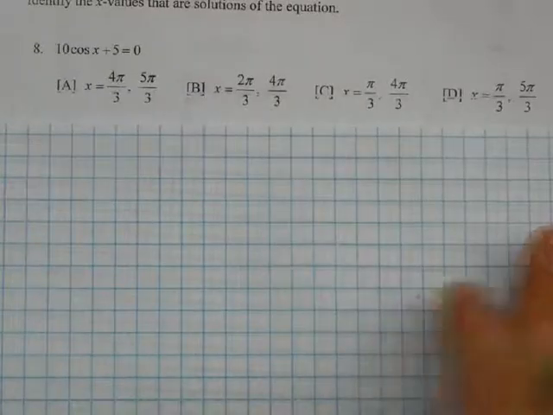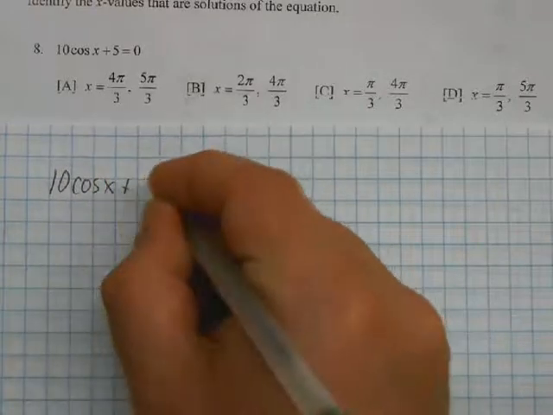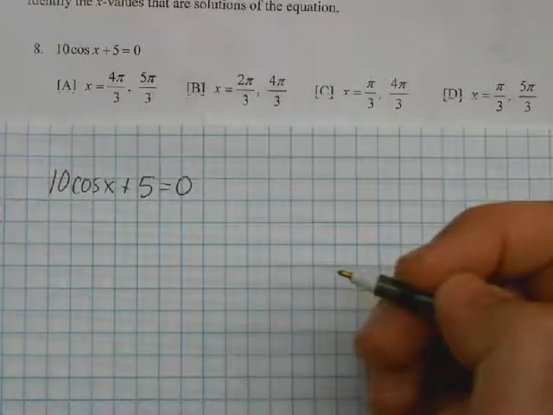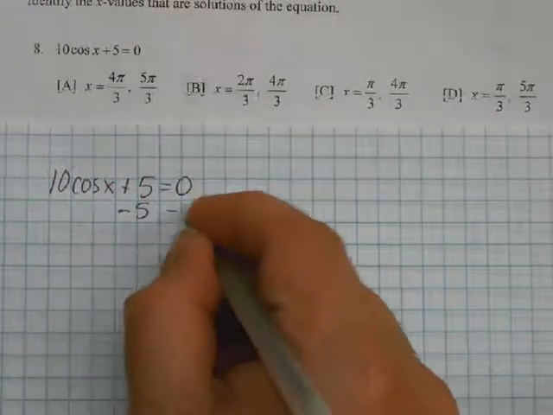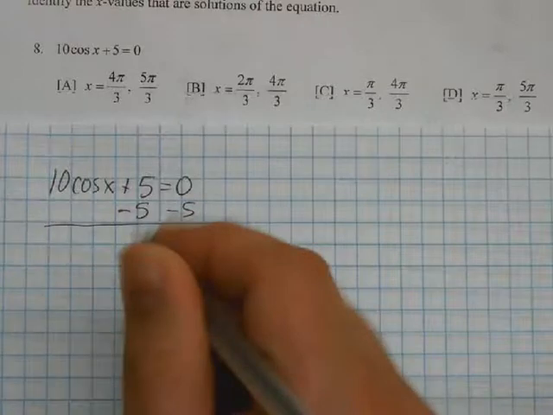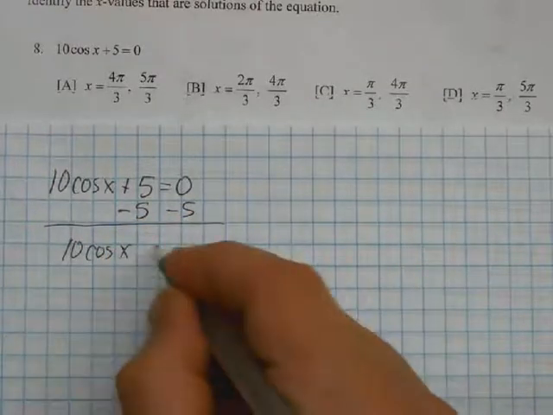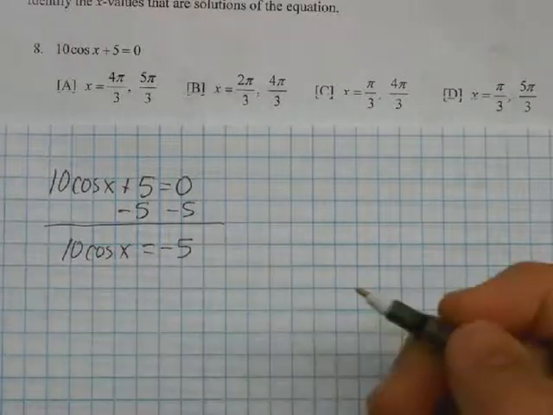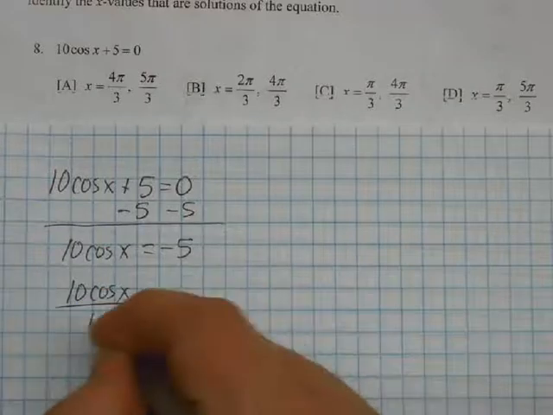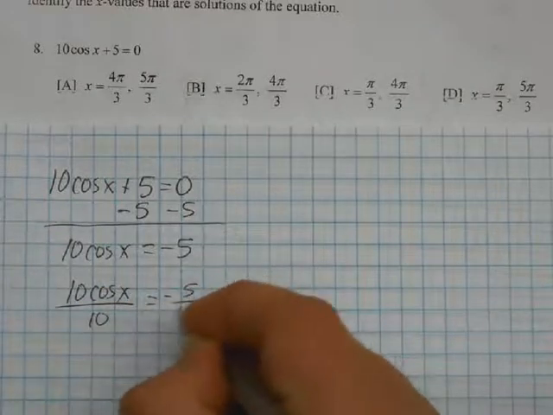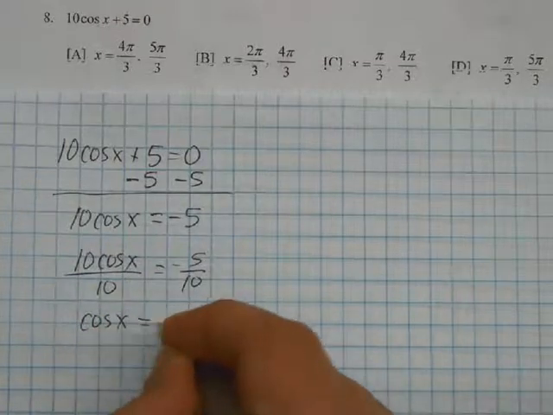Okay, number 8, we're solving an equation. So I'm going to get the cosine function by itself. So I'll first subtract 5. And then I'll divide both sides by 10. And I get cosine x equals negative 1/2.